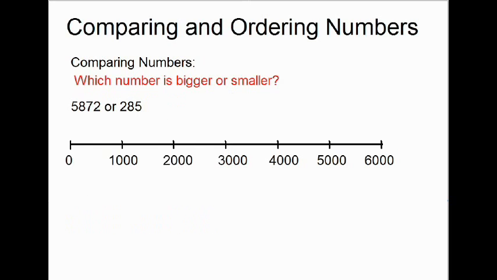So let's look at one last example, and again we're going to use a number line initially to help us figure out which one of these values is bigger or smaller, 5,872 or 285. So we'll start with 285, and here I've chosen to count in thousands so that we can include both of these values on our number line. 285 we know is between 0 and 1,000, a little bit closer to 0, so I'd say right about there. And 5,872 is between 5,000 and 6,000, a little bit closer to 6,000, so right about there.